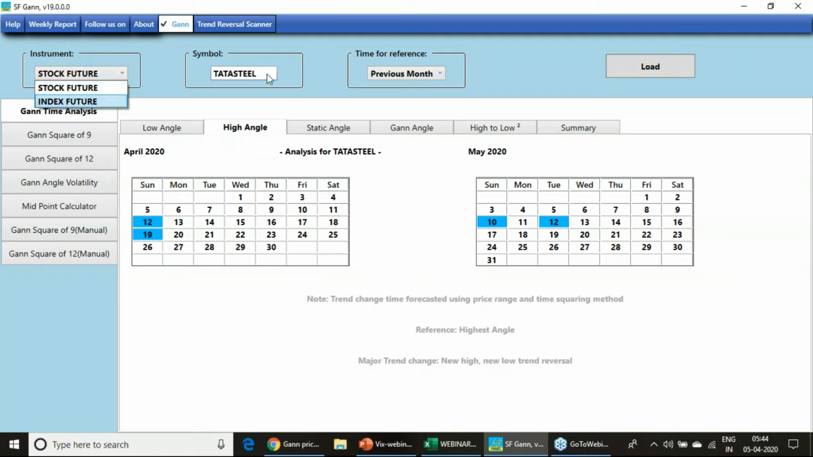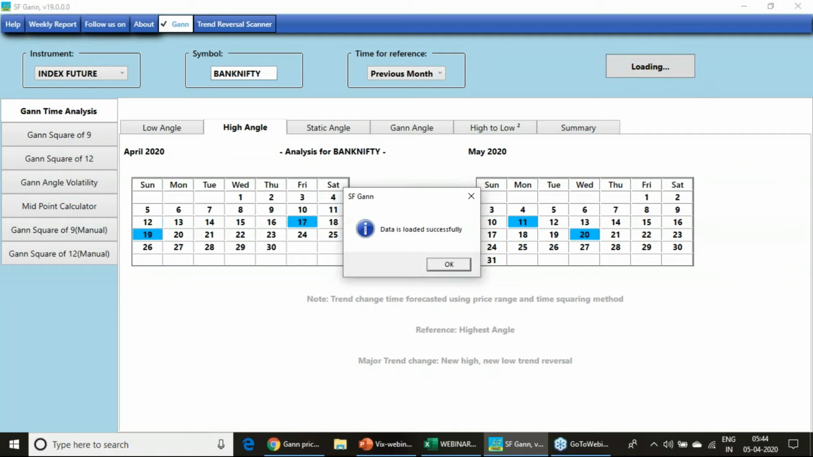In the same way for Nifty, you have seen one based on one method. So let us go for the Bank Nifty and see what trend reversal dates are coming. Most of the Gann principles we have programmed here, including 12 Gann angles, volatility, and Gann time analysis.